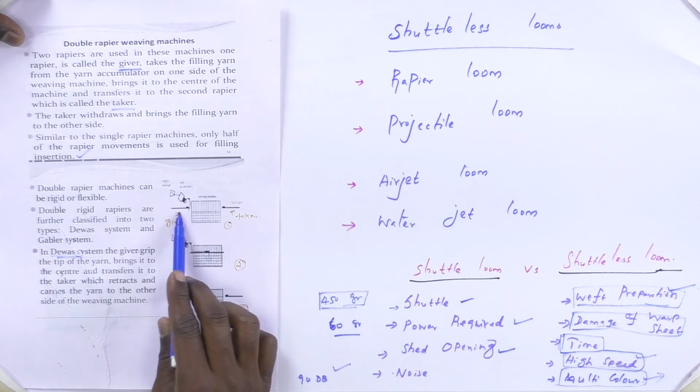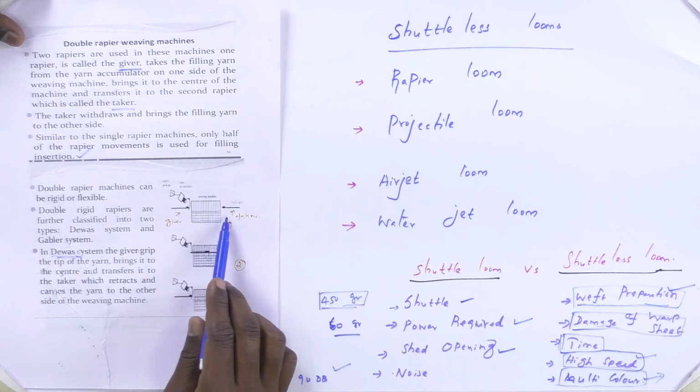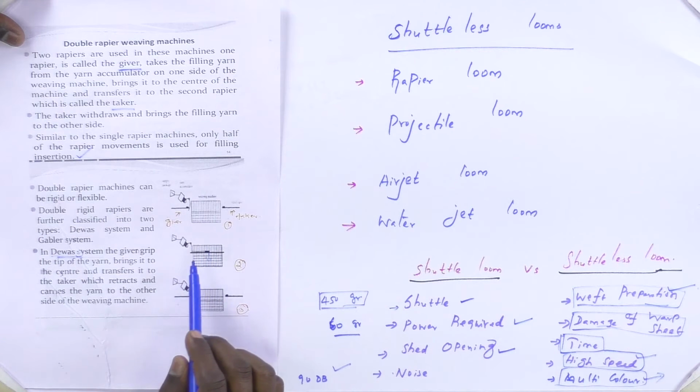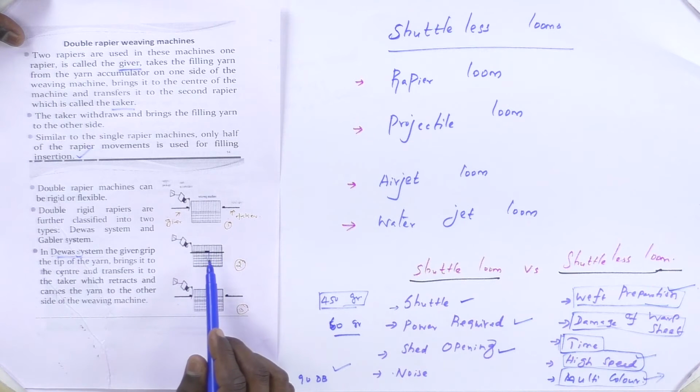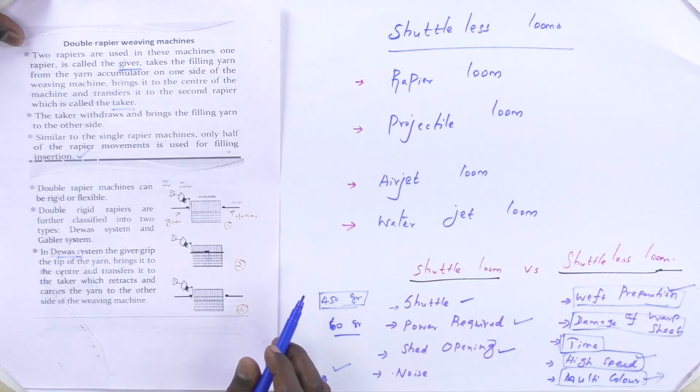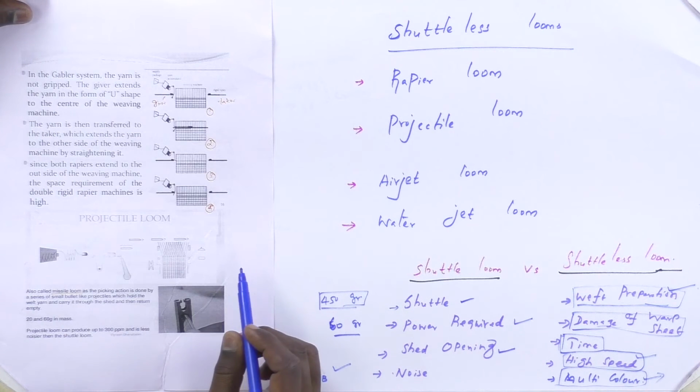So in the first diagram, both the rapiers are ready for getting the weft yarn. In the second diagram, the giver gives the weft yarn to the taker. In the third diagram, the giver and taker come to their original position after inserting the weft yarn. This is the Dewas system of rapier mechanism. Next one is the Gabler system.